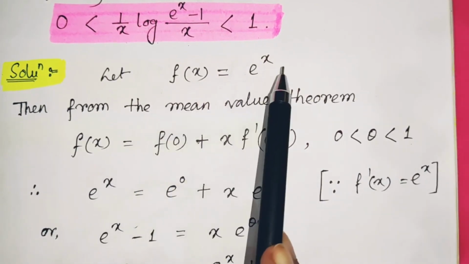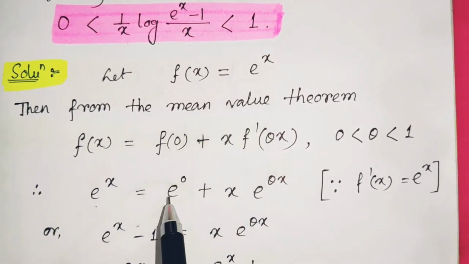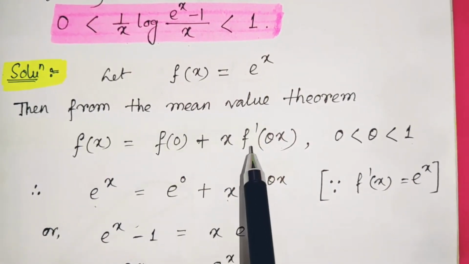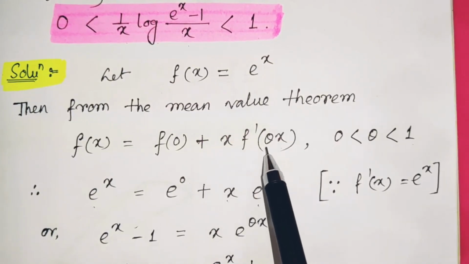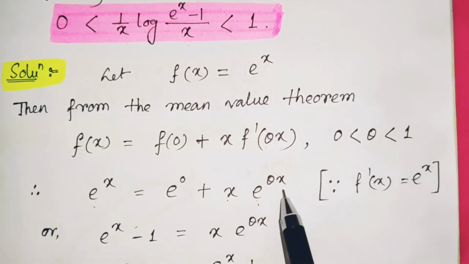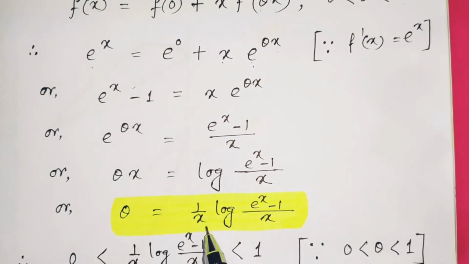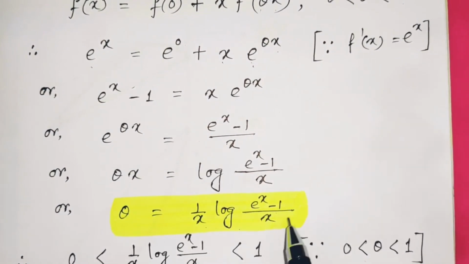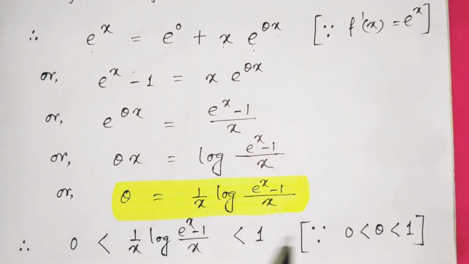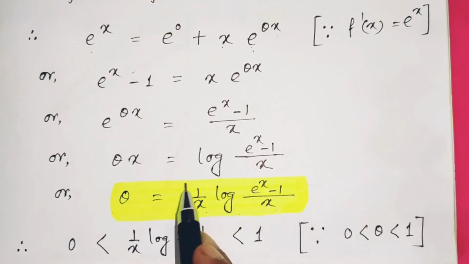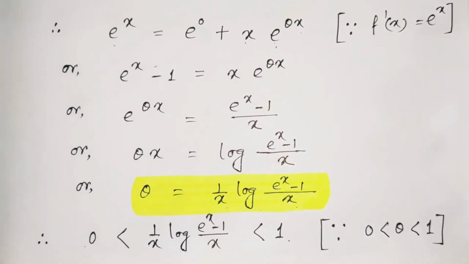Now given f of x is equal to e to the power x, so that we should substitute here e to the power x. At the point 0 it is e to the power 0. So x into, at the point its derivative is again same e to the power x, and at the point theta x it is e to the power theta x. So now if you simplify, then we will find out theta is equal to 1 by x log of (e to the power x minus 1) by x. We know theta always lies in between 0 and 1. Hence from here we can say this entire value lies in between 0 and 1, and which is our required proof, and hence the result.